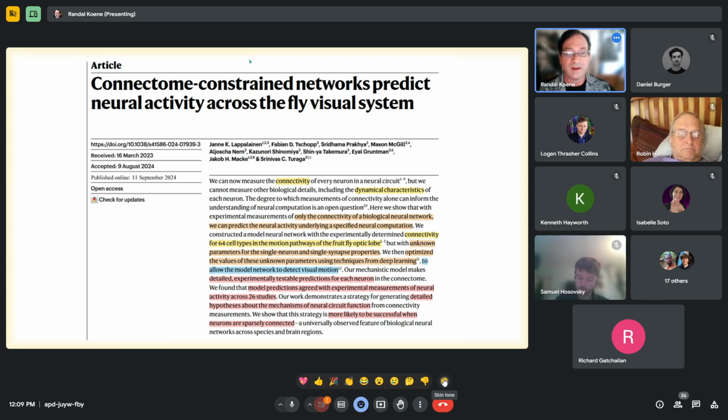Okay. So here's the abstract of the paper: Connectome-constrained networks predict neural activity across the fly visual system.